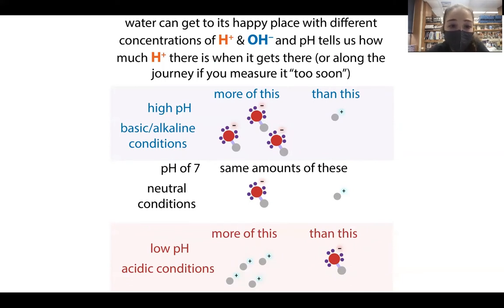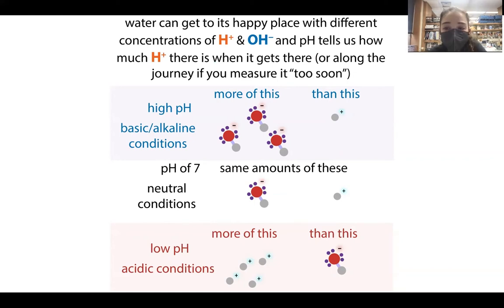And so if you have a high pH, we call that a basic or alkaline condition, and you have more of this hydroxide than the protons. At a neutral pH, we have an equal amount, and then at a low pH, you'd have more of the protons than the hydroxide ions.